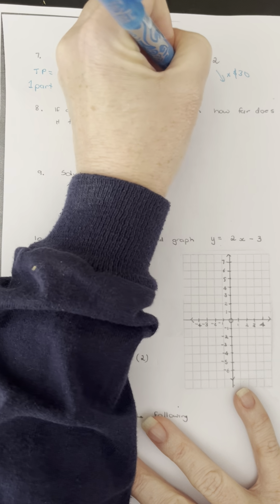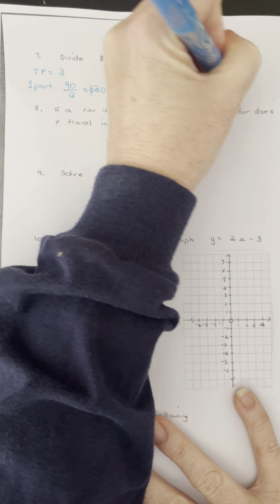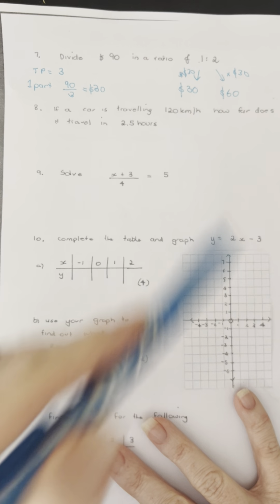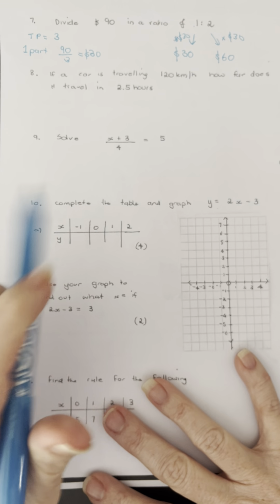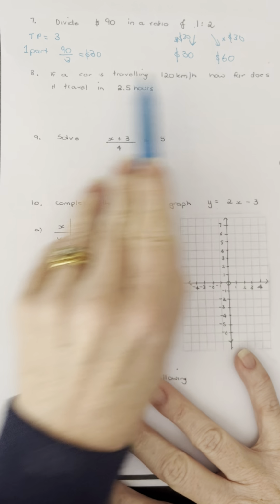Now 1 times 30 is obviously going to give me $30 there, and 2 times 30 is going to give me $60 there. And I want to do a quick check. 30 plus 60, does that give me 90? Yes, it does.